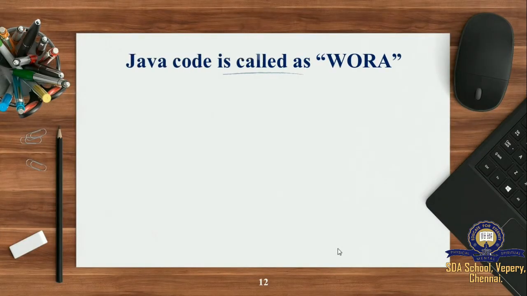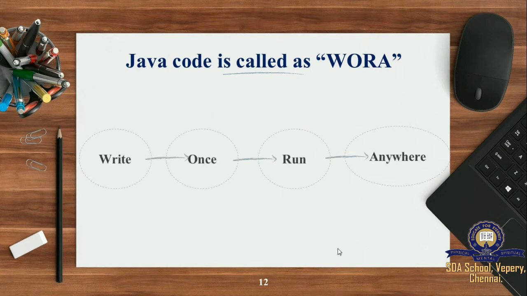Now this Java code we can also call WORA. What does it mean? You can write it once and run it anywhere. So that is what it says. You can write the program once and you can run it anywhere. Anywhere in the sense of any text editor.